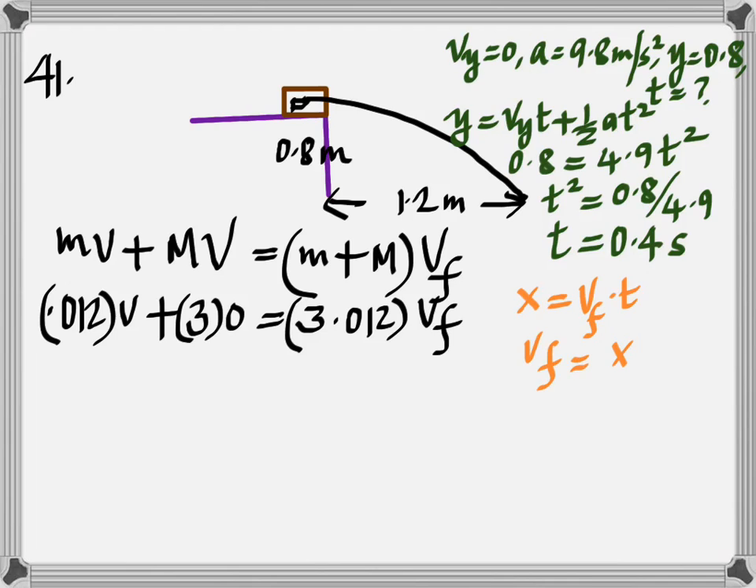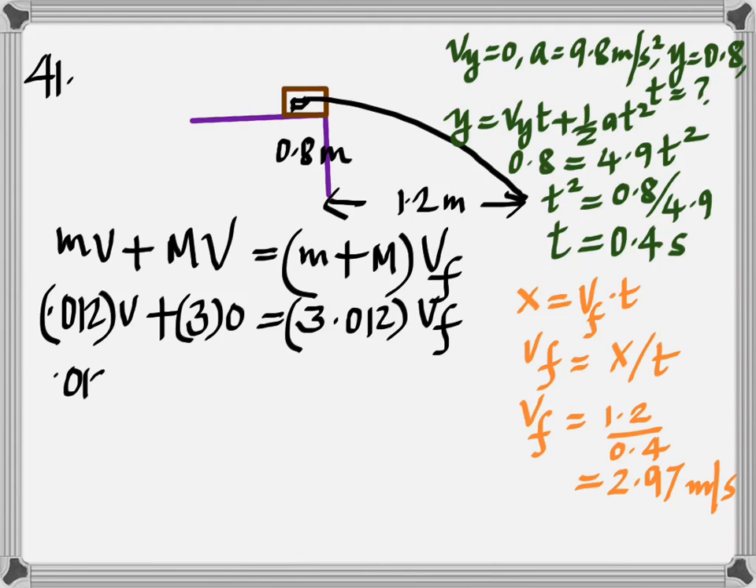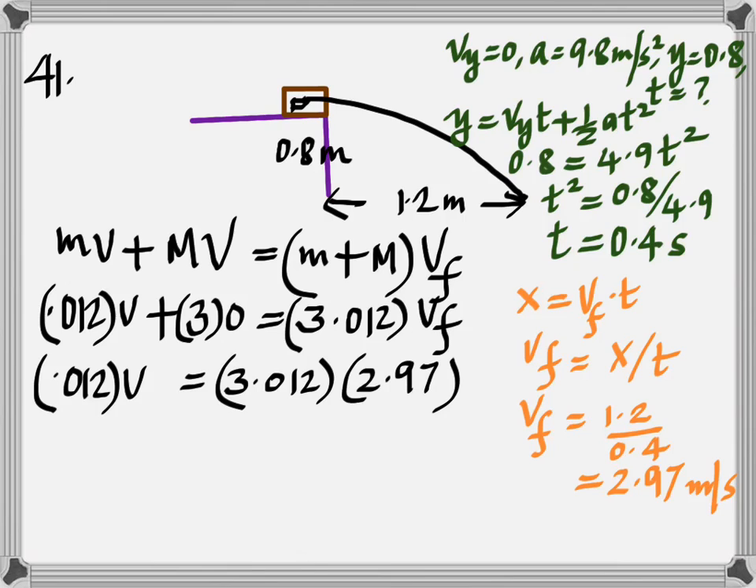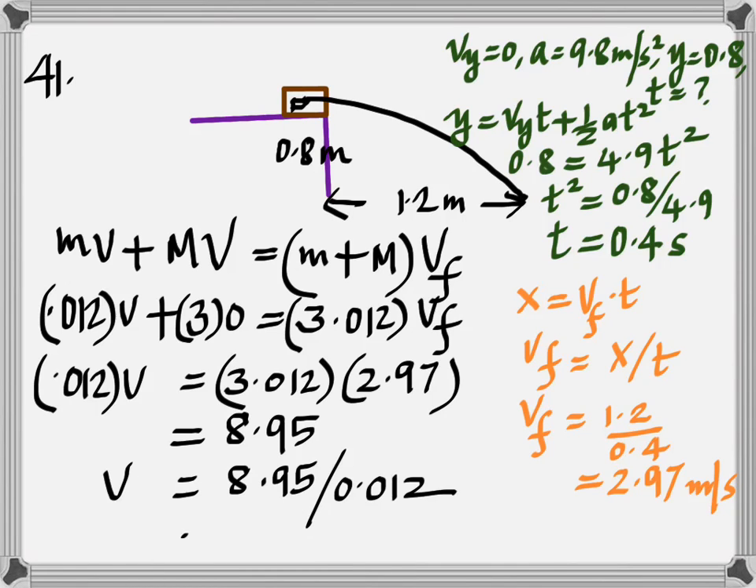And of course, that is the VF, isn't it? And you get that. Once you get it, take it back, go into that equation, plug it back into that, and find the initial velocity. It is 745 meters per second.